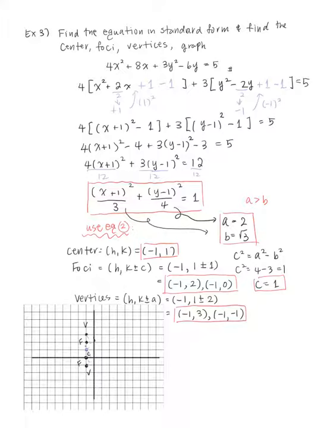Now to get the co-vertices, the value of b is square root of 3. So that's approximately 1.7-ish, I think. So what we need to do is from the center, we're going to have to go right 1.7 units and to the left 1.7 units. Okay, I think that's pretty good. So now let's connect the dots and be done with this.